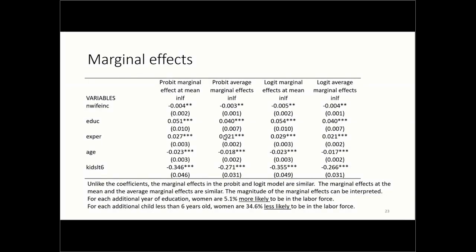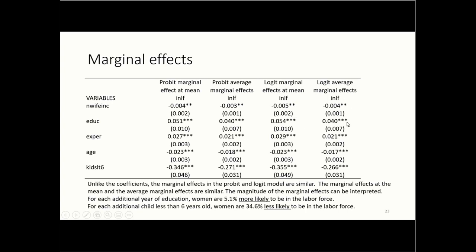Okay, so here are the marginal effects as they're calculated. We have the Probit marginal effects at the mean, the Probit average marginal effects, the Logit marginal effects at the mean, and the Logit average marginal effects. So we now have all four combinations. And unlike the coefficients that we saw, the marginal effects for the Probit and Logit models are similar. If you look across all of these models, the marginal effects are actually very similar. We also see that the marginal effects at the mean and the average marginal effects are similar, though in this particular case they're not as similar, probably because the sample size is very small.